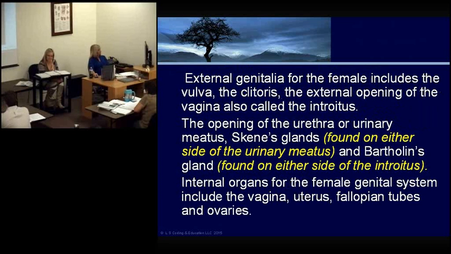Then the external genitalia for the female include the vulva, clitoris, and the external opening for the vagina, also called the introitus. The opening of the urethra, or urinary meatus, the Skene's glands, which are found on either side of the urinary meatus, and the Bartholin's glands found on either side of the introitus. And the internal organs, do not forget: vagina, uterus, fallopian tubes, and ovaries.